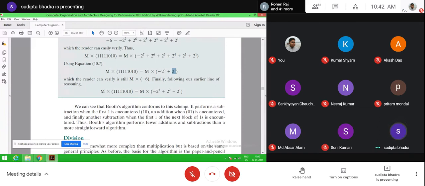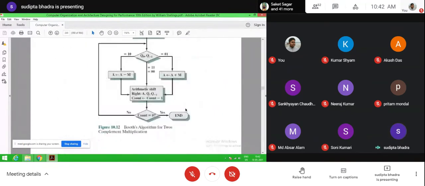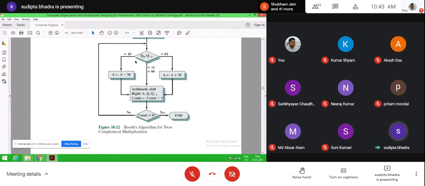Now the ultimate understanding is that in both algorithms we are doing addition and subtraction based on the bit sequence of q0 and q minus 1. So both algorithms are applicable for positive numbers as well as negative numbers. In both cases, based on the bit sequence, we do the subtraction and addition.